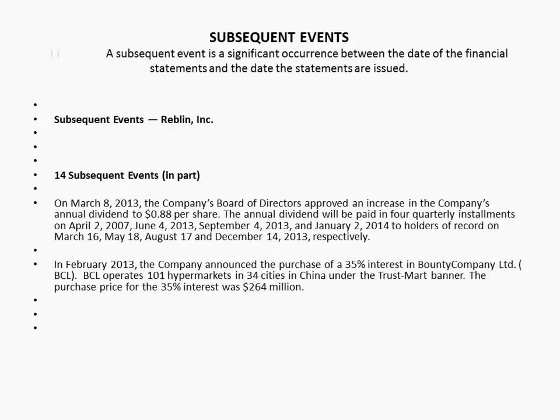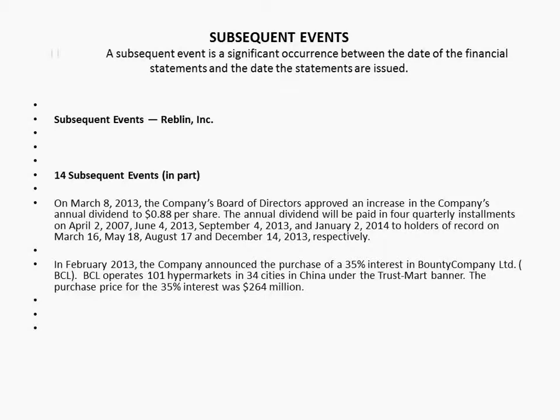Now, this would be an example of an other note. Subsequent events. On March 8, 2013, the company's board of directors approved an increase in the annual dividend to 88 cents per share. The annual dividend will be paid in 4 quarterly installments over the course of the next year. In February 2013, they announced a purchase of a 35% interest in some other company. These are significant events that happened after the balance sheet date, but before the financial statements were reported. This is considered an other note.